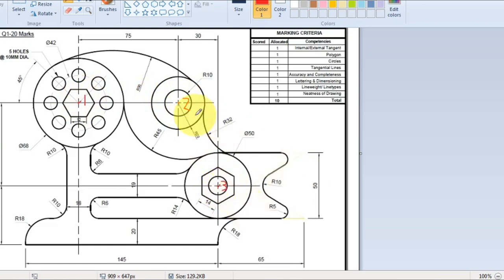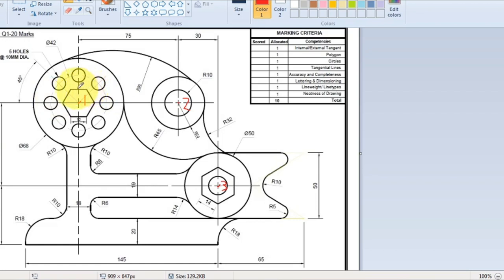Yeah, now if you don't have the center lines yet, now you have to draw the center lines. But if you already have the center lines in your paper, then you just draw directly the elements of the center points. So we'll start with center point number one.